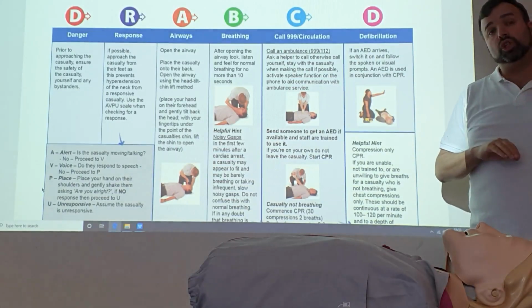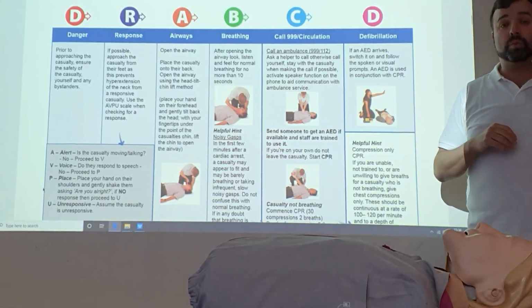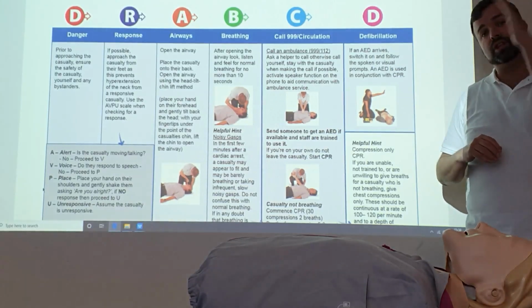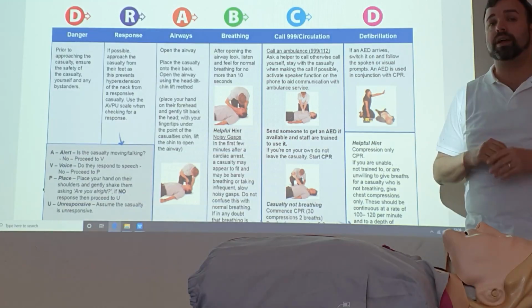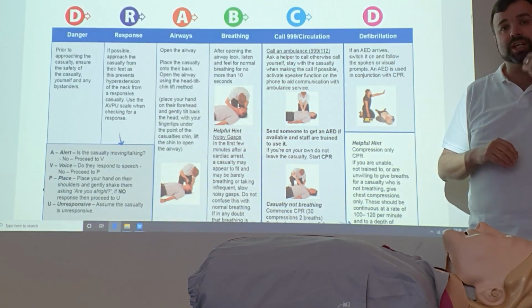Breathing, we're going to look, listen, and feel for 10 seconds. So we're looking for the rise and fall in the chest, we're listening for breath on our ear, and we're feeling for breath on our cheek because our cheek's sensitive.